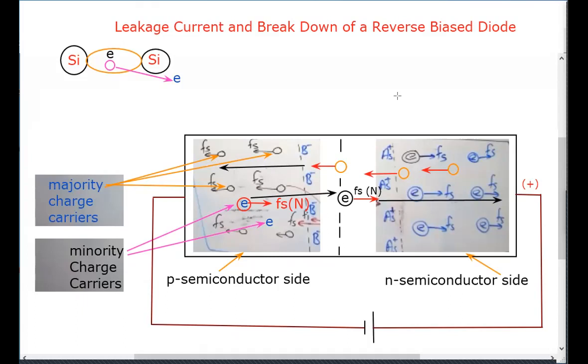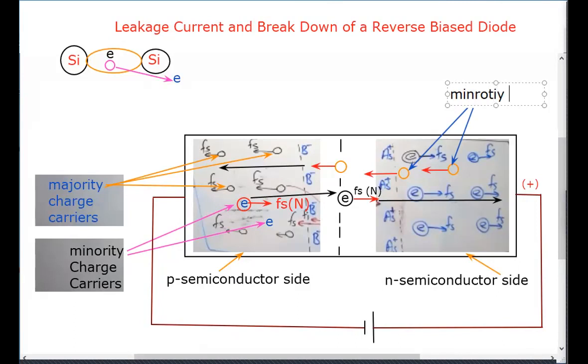Holes are positive charges. If positive charges move to one direction, what will be the direction of the current created by them? Lamai? Into that direction, sir. To the same direction. So therefore, due to these minority charge carriers, holes in the N semiconductor side, a current is created from N to P direction. Am I right, dear?